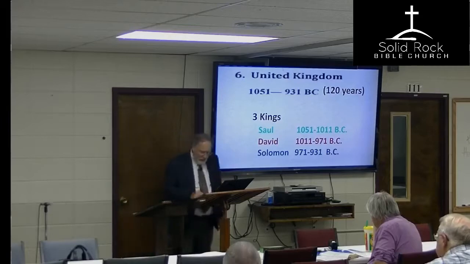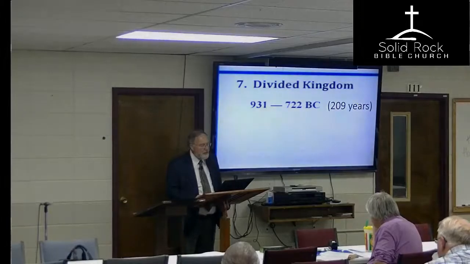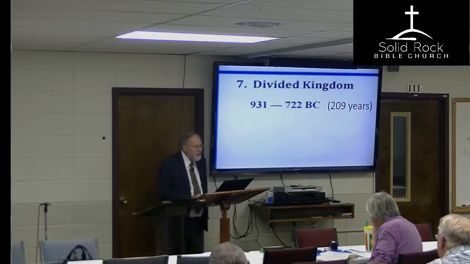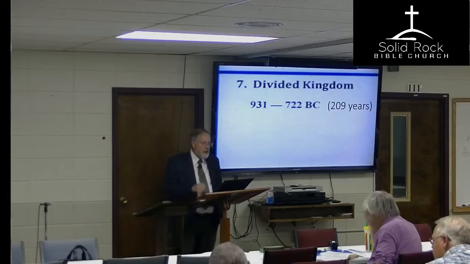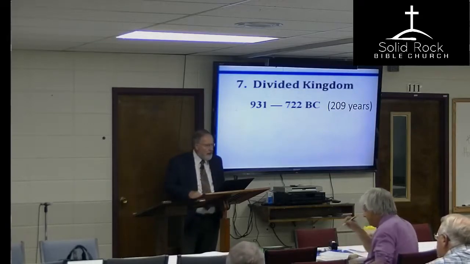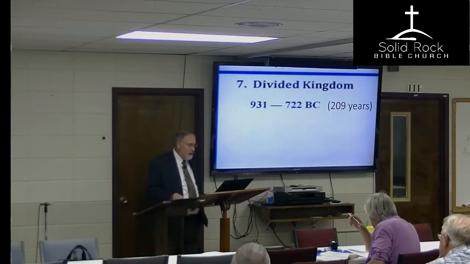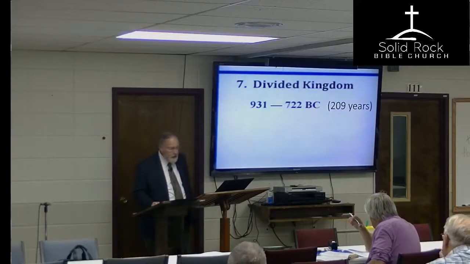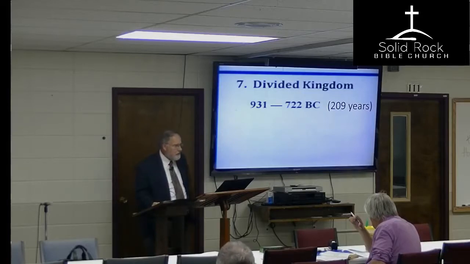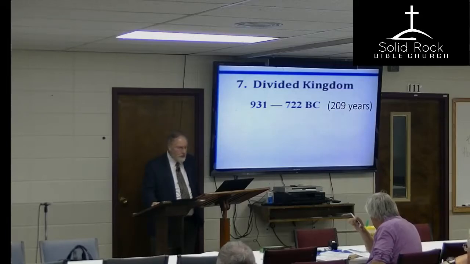That was the United Kingdom we talked about. Then the divided kingdom was 931 to 722, which was a period of 209 years. And what happened in 722? Look at your chart. What happens in 722? Assyrian captivity. Yes, so you'll notice that Israel's block comes to an end in 722 with the words Assyrian captivity, 722 BC.